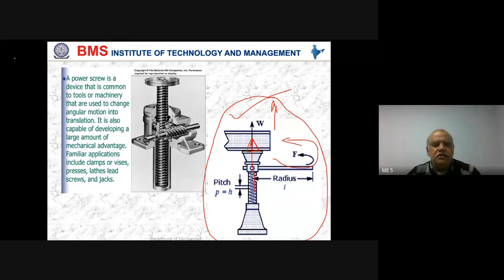Right. So this is another type. This is the worm, the threaded fastener, and then this is the worm gear. What you see inside is called the worm gear. This is the worm shaft. Okay.